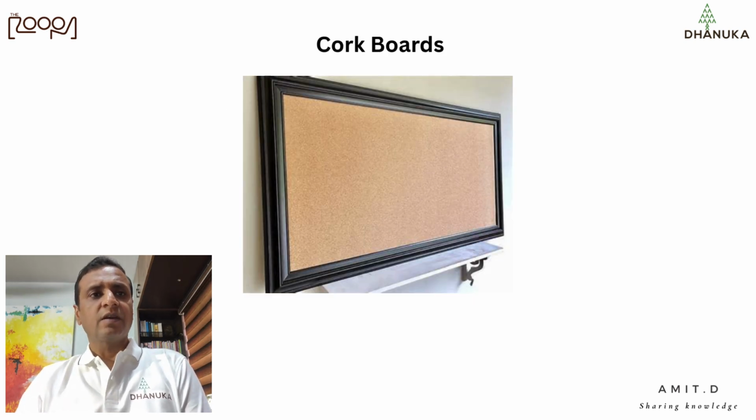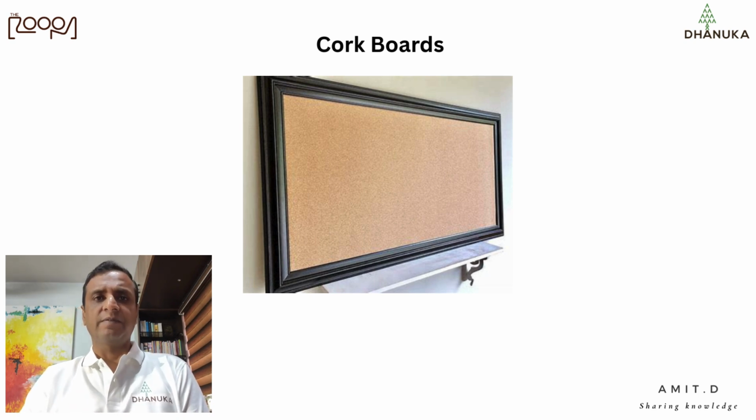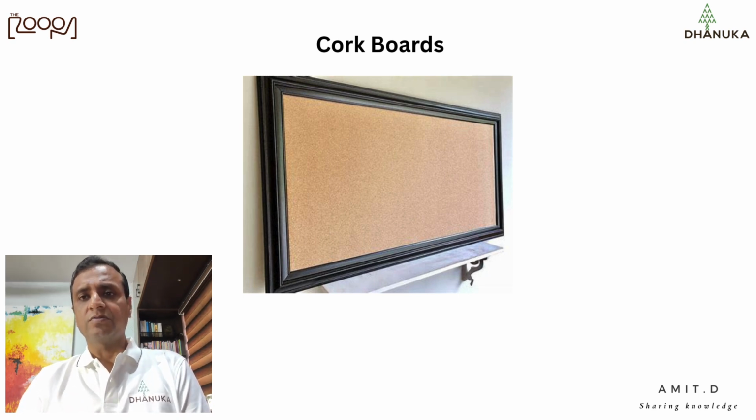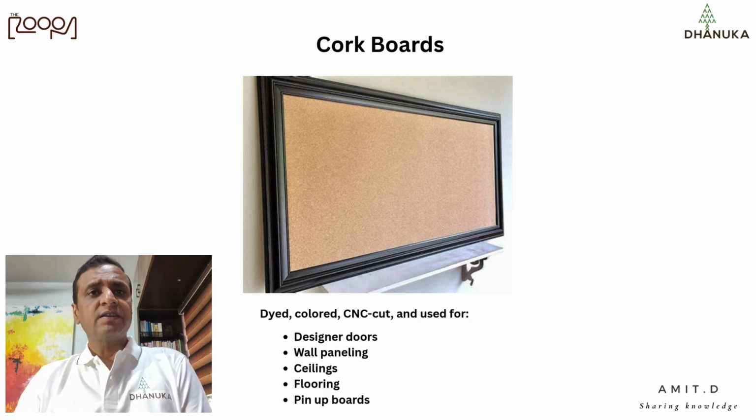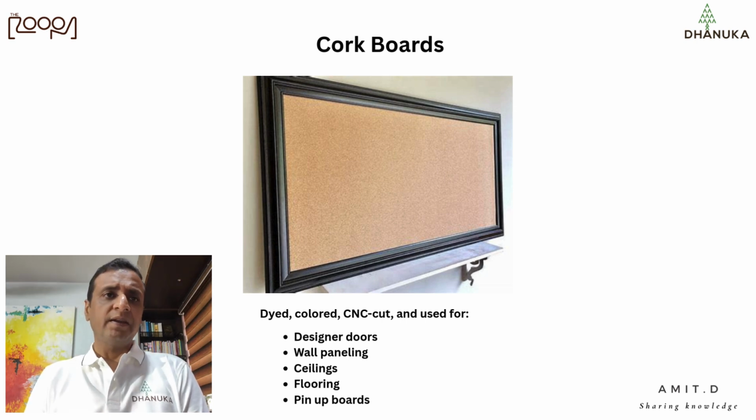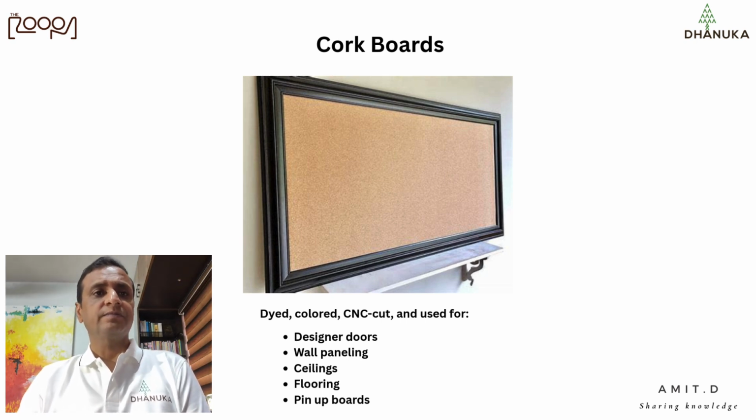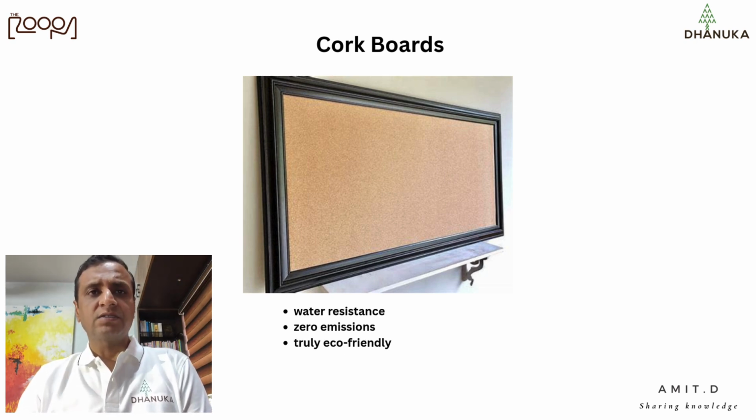Cork board. Cork is derived from the bark of the cork oak tree, meaning it's a non-timber product and doesn't harm the tree. Portugal is the world's leading producer of cork. Cork boards come in various thicknesses starting from 2.5 mm and going up as needed. In interior and furniture applications, cork can be dyed, colored, CNC cut and used for designer doors, wall paneling, ceilings, flooring, and pinup boards. Cork has excellent water resistance and zero emission, making it a truly eco-friendly option.